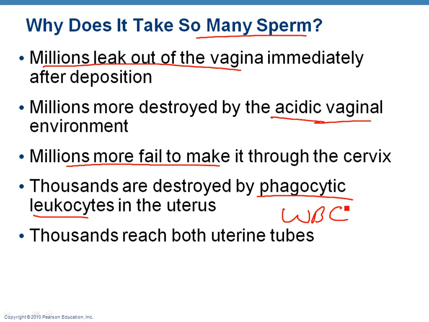And then after all those millions, you have a few thousand will actually reach both uterine tubes. And remember, some go left, some go right. So only one side should be releasing an egg per month. So if the egg's on this side, then all these have a shot at getting to the egg. So it takes a lot just because of the loss of sperm along the journey from the vagina up to the fallopian tube.